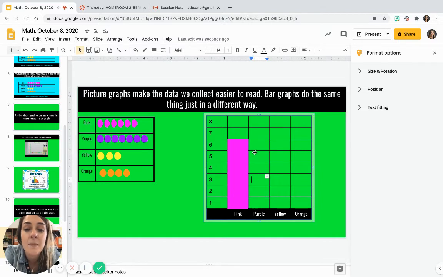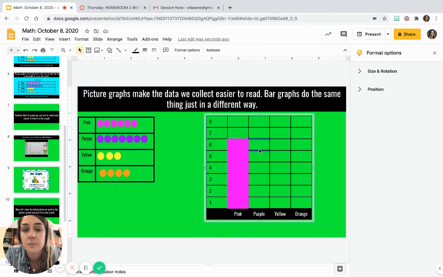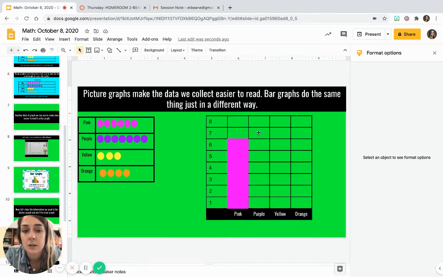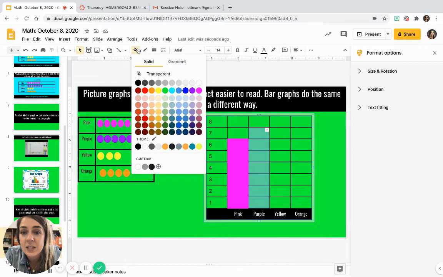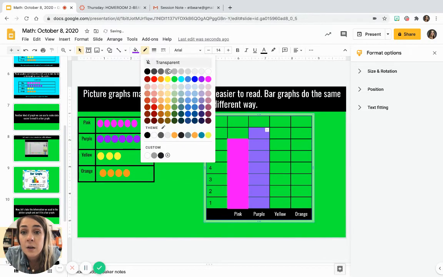All right, now how many do I need to fill in for purple? So I'm going to look back at my picture graph, and now I'm going to fill it in on my bar graph. So I see that 7 people chose purple, so I need to fill in 7 boxes in my bar graph. 1, 2, 3, 4, 5, 6, 7. I'm going to highlight the 7 boxes. I'm going to make them purple.